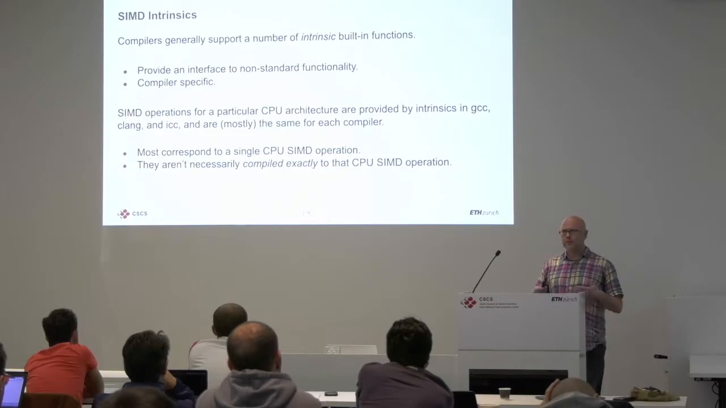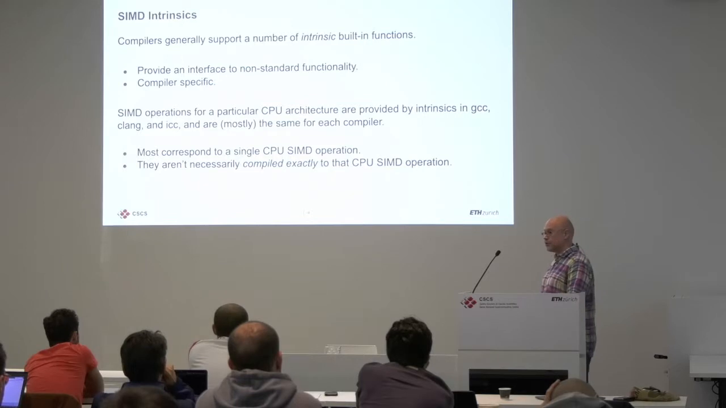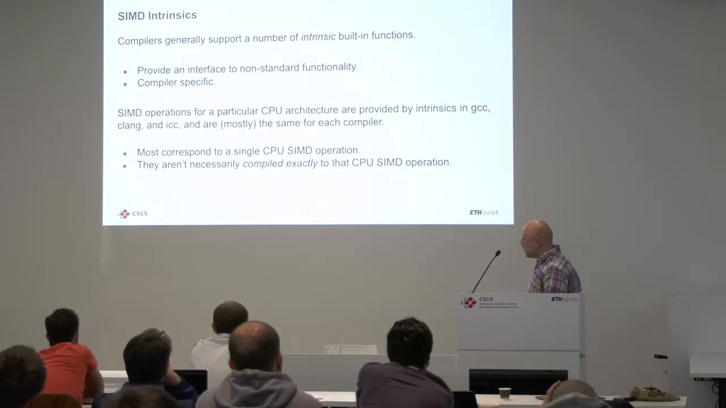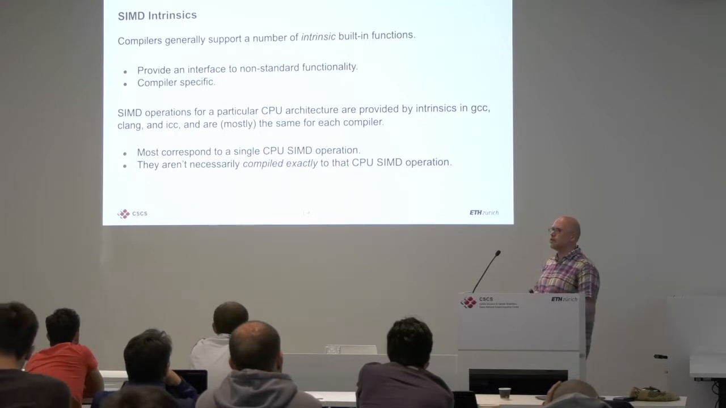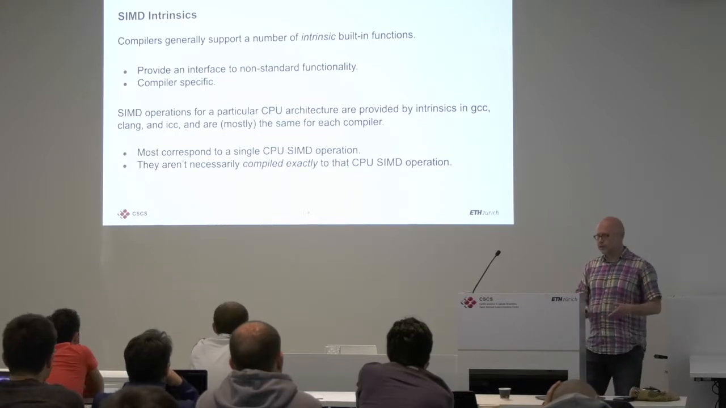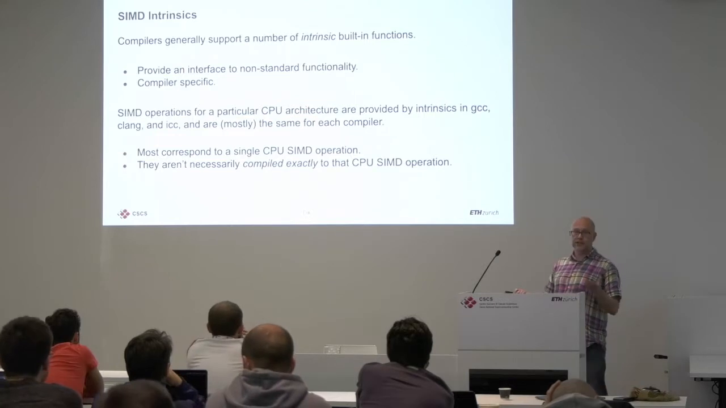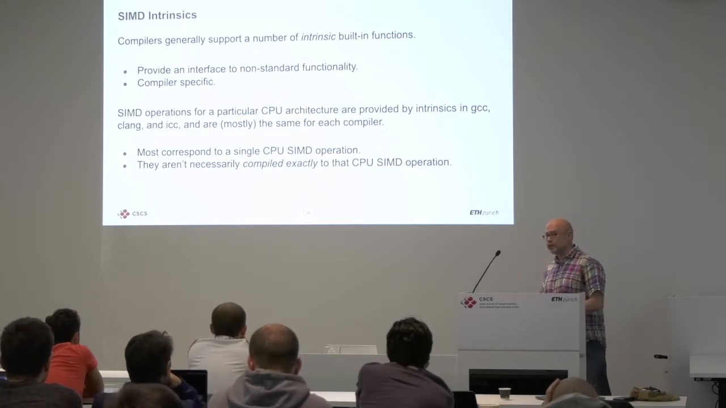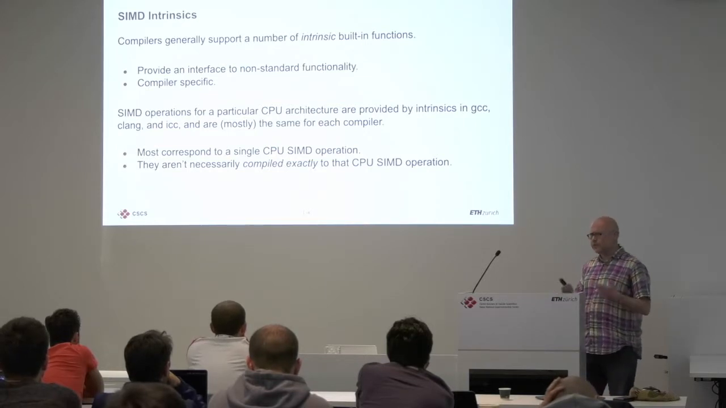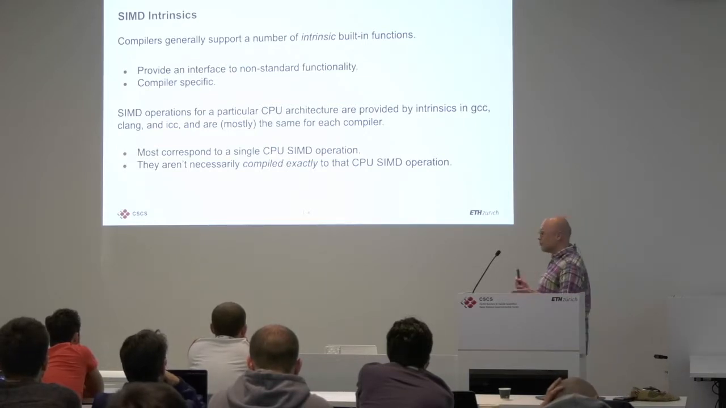Compilers these days often support a bunch of SIMD intrinsics, which reflect the SIMD operations, these vector operations for a particular architecture. And luckily, they tend to be the same across compilers for the same architecture. Code that uses intrinsics from GCC will typically work with Clang and typically work with the Intel compiler. The Intel compiler has a few more because they like to be a bit special, but broadly speaking, they will work.